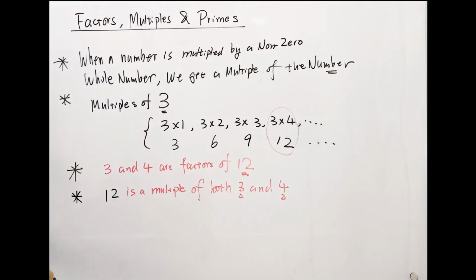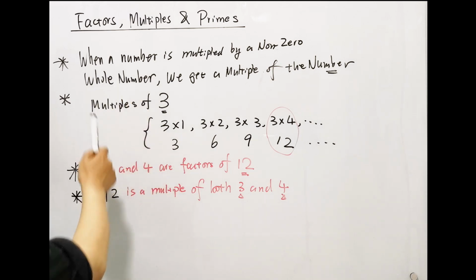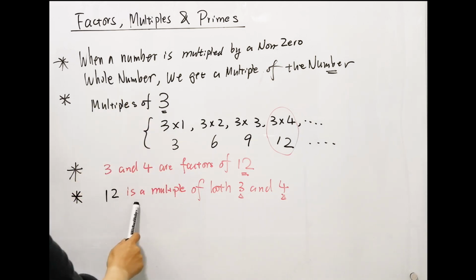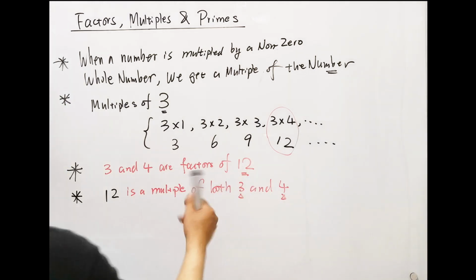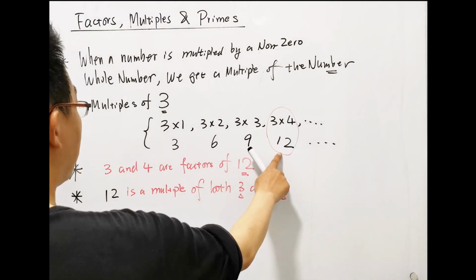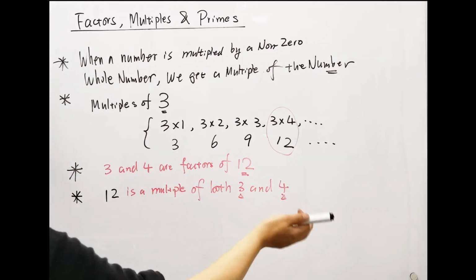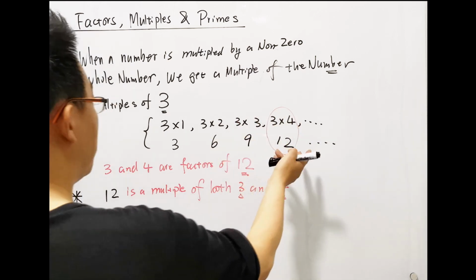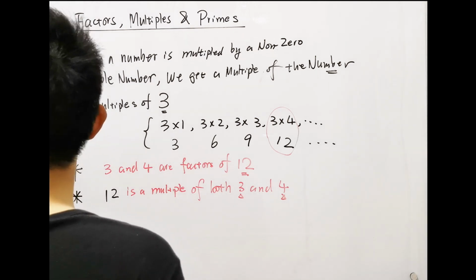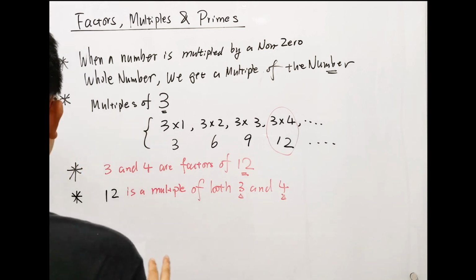Okay, so can we see the linkage? On the one hand, 3 and 4 are the factors of 12. And on the other hand, now we talk about multiples, so 12 is a multiple of both 3 and 4. So it's both ways, right? 12 has factors 3 and 4, and of course, 12 also has other factors, as we already discussed. And meantime, 12 is also a multiple of both 3 and 4. So that is the link between the factors and the multiples. This is very important, right?